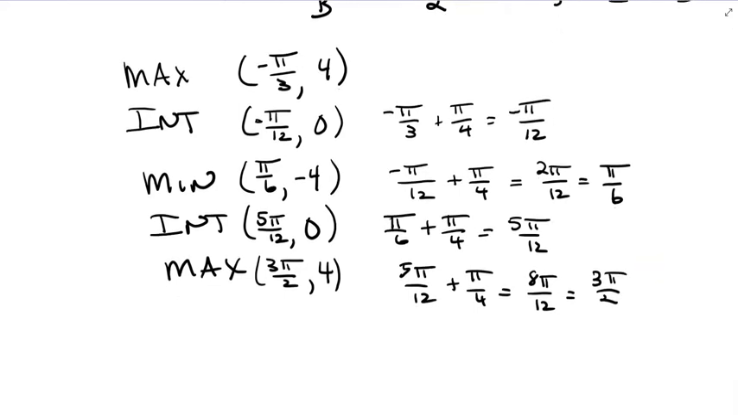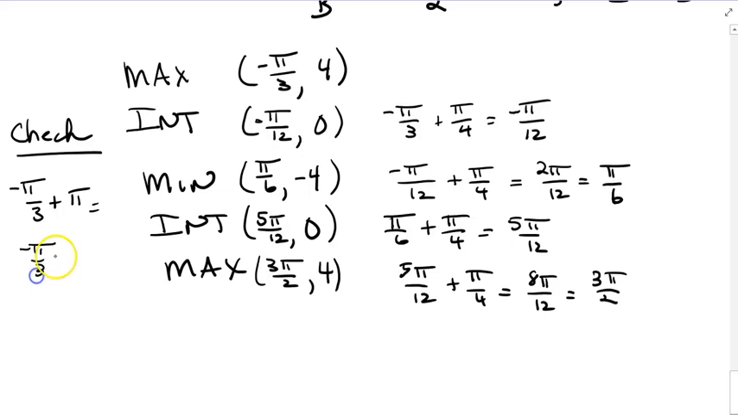And hopefully, many of you have already seen I might have made a mistake, but that's okay, because this is why we do our check. When you do your check, you know you have negative pi over 3. When you add pi to it, what do we get? Don't just assume you get 3 pi over 2. So we have negative pi over 3 plus 3 pi over 3. You get 2 pi over 3. Not what I have. I have 3 pi over 2. This is why you do checks.